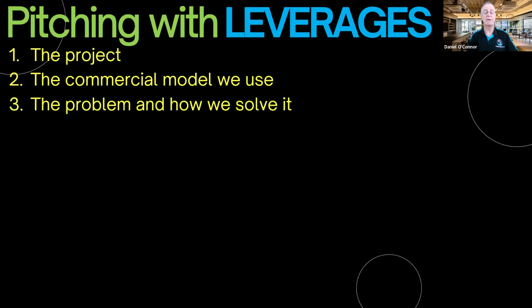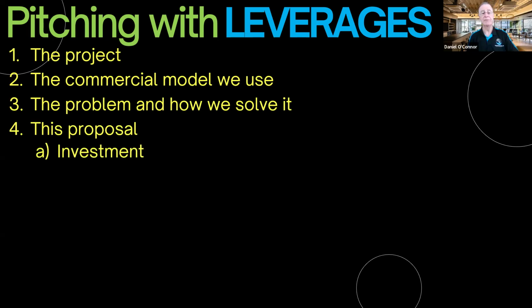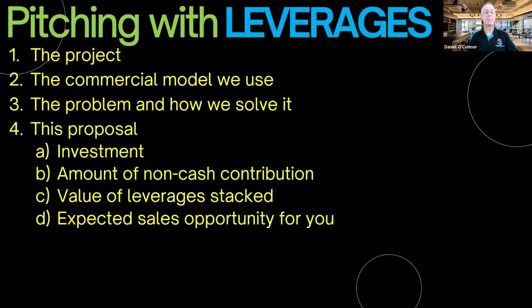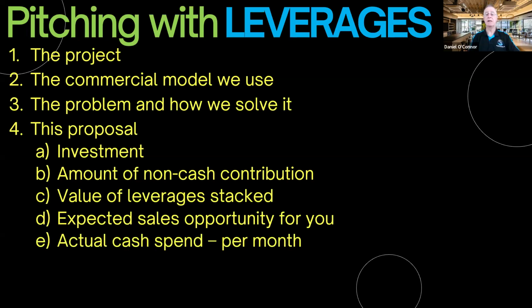Once we've done that, we then have to say, here's what we want from you. The proposal is in these parts. We want an investment of this much. I'll show you one later on, but let's call it 500,000. Here's the amount of that which is non-cash contribution because we've calculated it. Here's the value of the leverages that we've stacked up, and you can get these. Here's the expected sales opportunity for you if you take us on, and here's the actual cash spent.